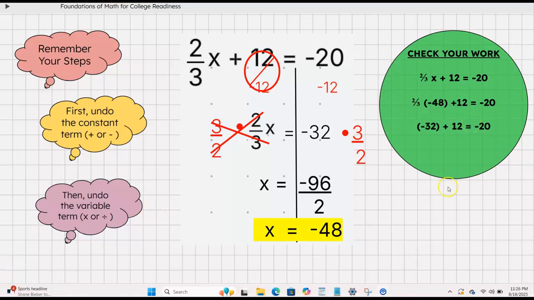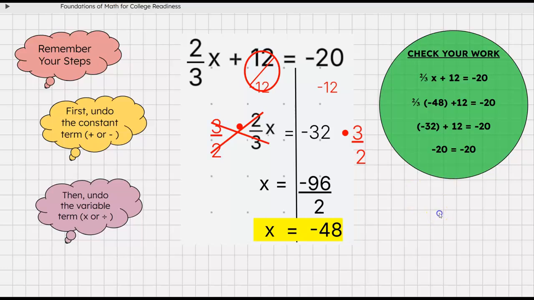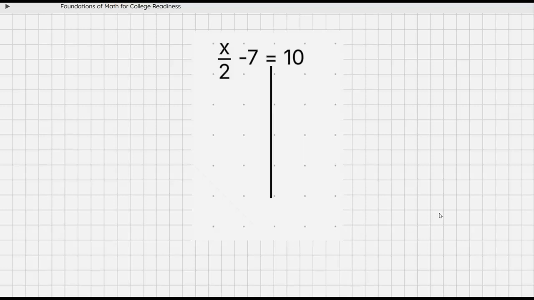So negative 32 plus 12, hey, that's actually negative 20. So negative 20 equals negative 20, and we are correct. The answer is negative 48. Let's look at the next example. X divided by 2 minus 7 equals 10.